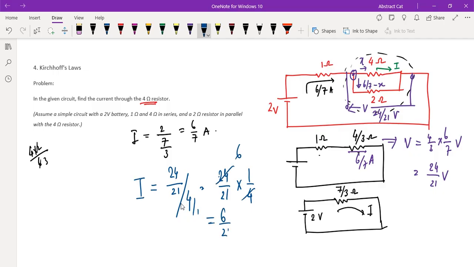6/21. Actually, you can cancel this. 3 to the 6, same here. So 3 into 6, 2/7. So we get 2/7 ampere. If 2/7 ampere is here, then from Kirchhoff's law we find the current across the 2 ohm. That is the current across the 2 ohm.